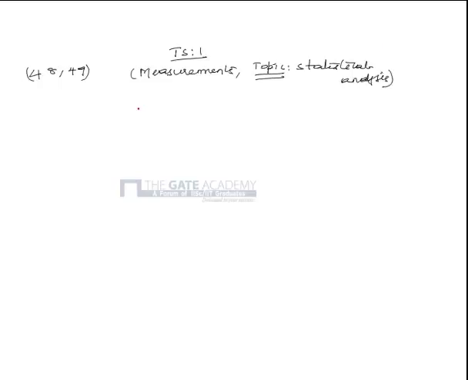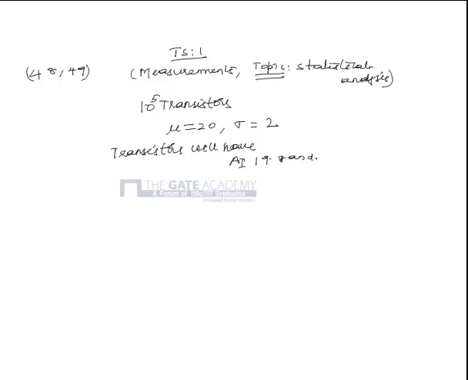So here an IC contains 10 power 5 transistors having a mean current gain of 20 and a standard deviation of 2. Now we are asked to find how many transistors will have current gain in between 19.8 and 20.2. So question number 48, first question.